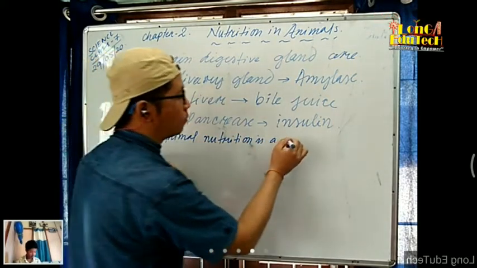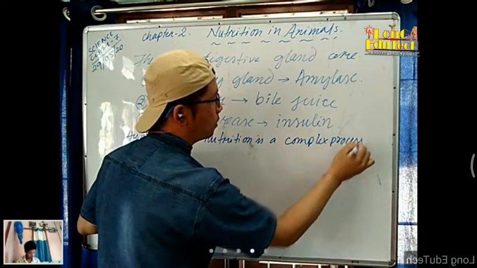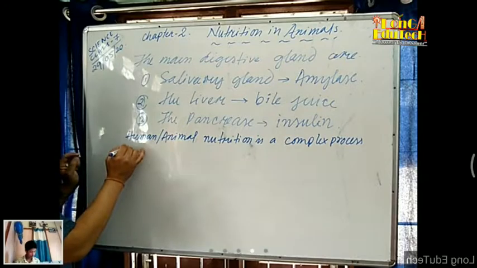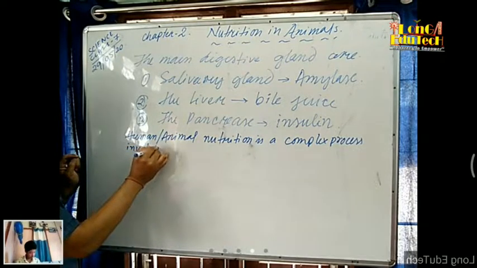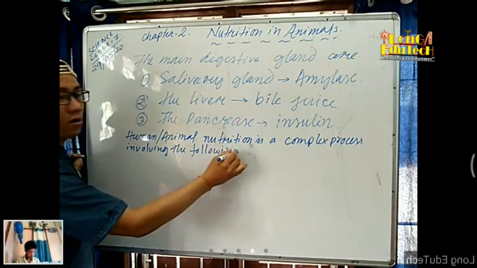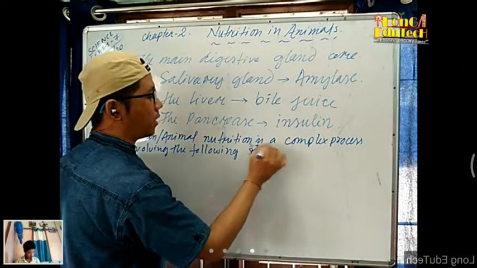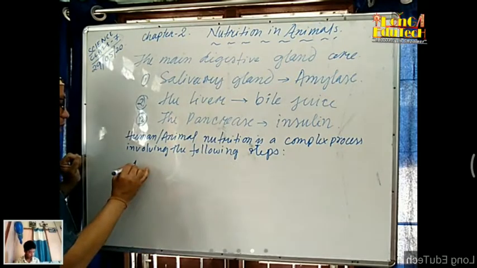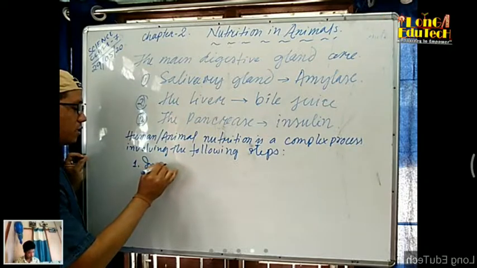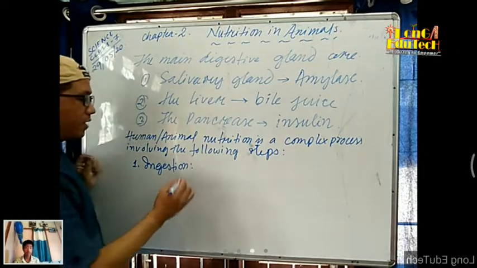Human nutrition or animal nutrition is a complex process involving the following steps. What are the steps? The first step is ingestion, I-N-G-E-S-T-I-O-N. What is ingestion?